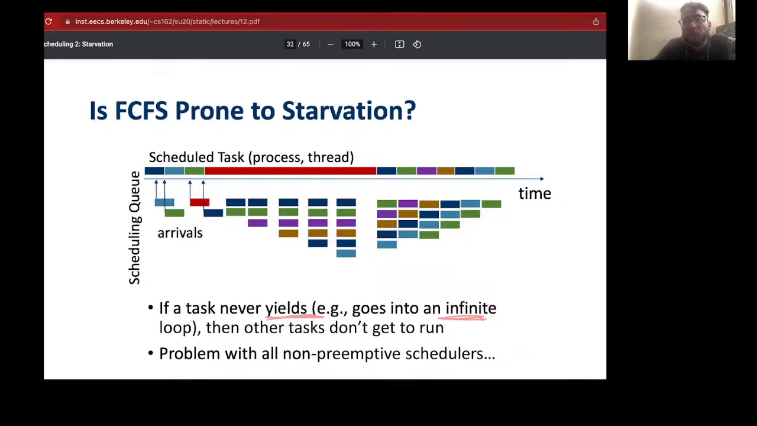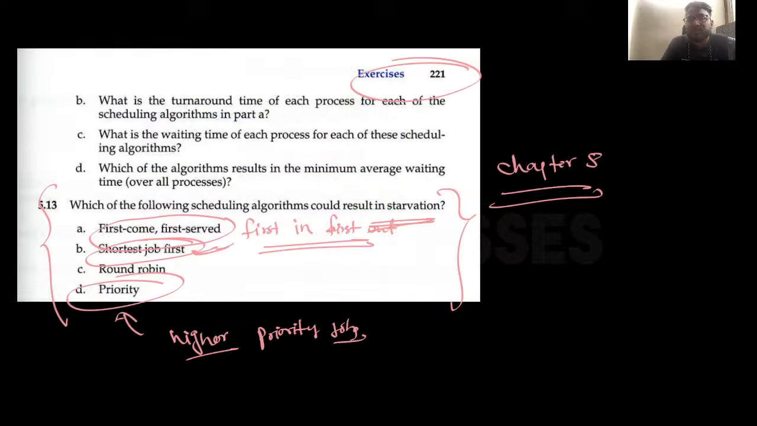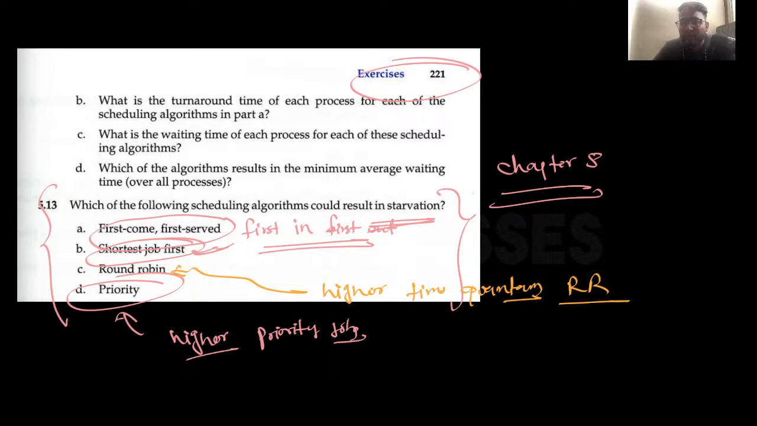It is a problem of the non-preemptive schedulers. Now I know what your question is. You will say, what if you have a higher time quantum for round robin? Why not round robin for the starvation? Can anyone tell me why not round robin? If FCFS can go to the starvation, then why not round robin? Can anyone tell me quickly?